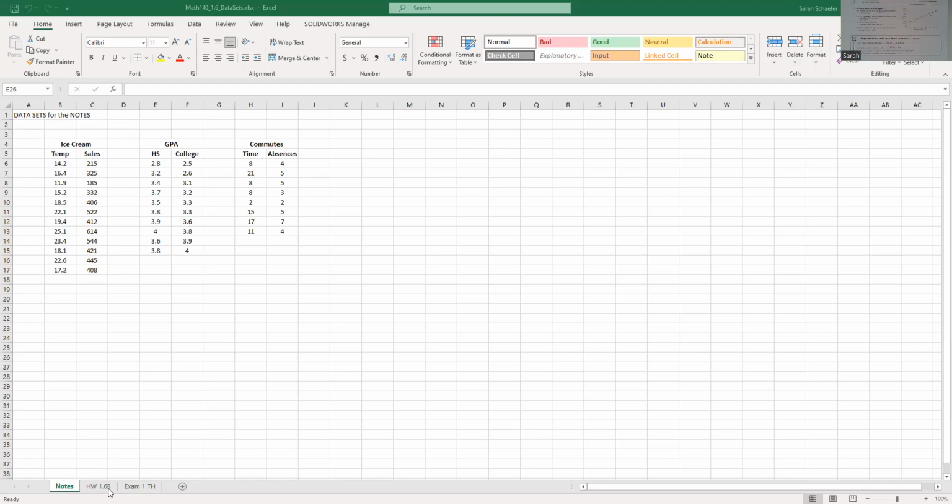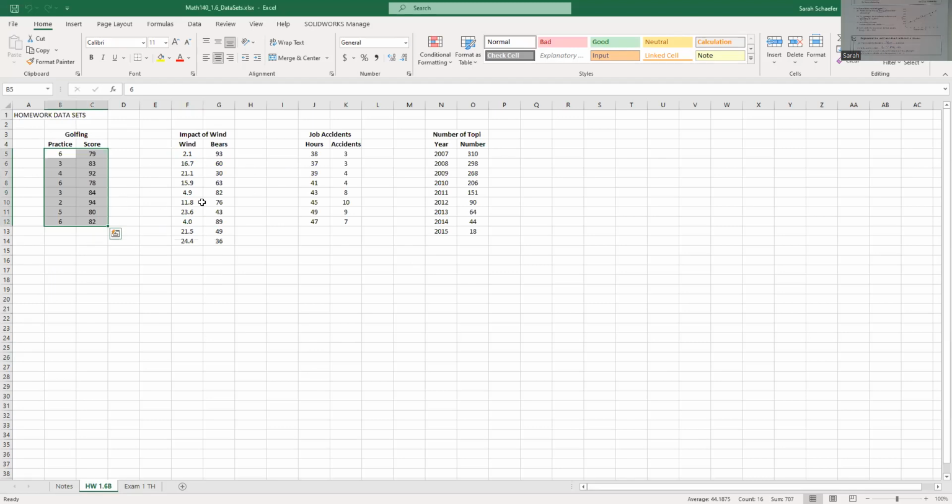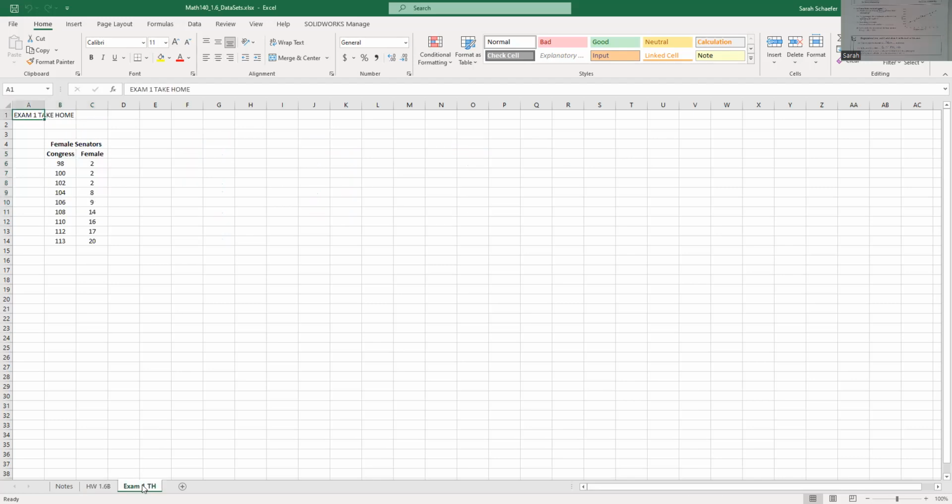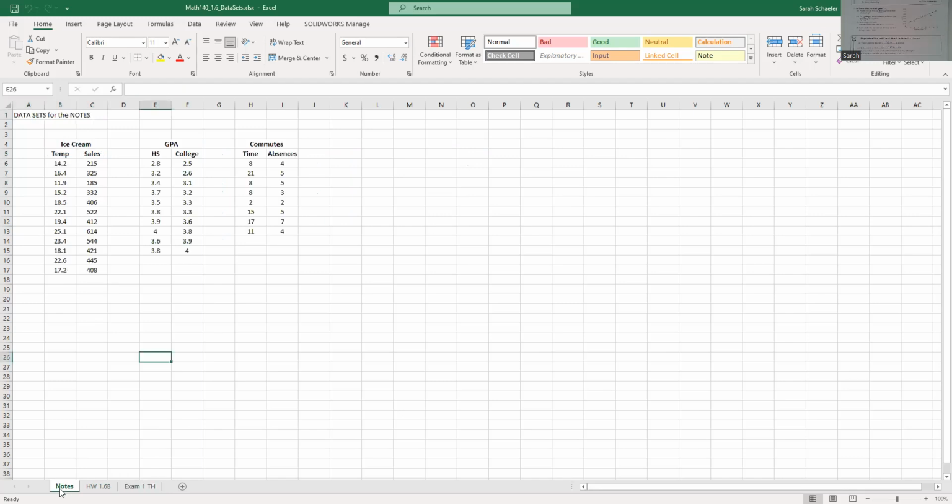Homework 1.6 is actually going to be A and B both, so the data sets for both of those homeworks are there. This one's A, the other 3 are B. It'll be really obvious once you're looking at the homework which data sets to use. I also have the one for exam 1 in here, the take-home part of the exam. So all of your data sets are here. Don't lose track of this file, or just make sure you can re-download it.